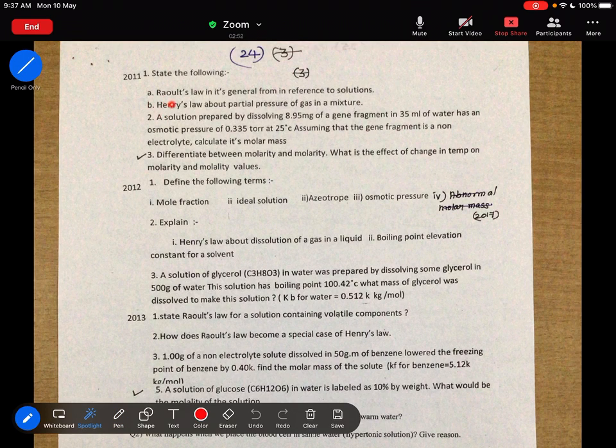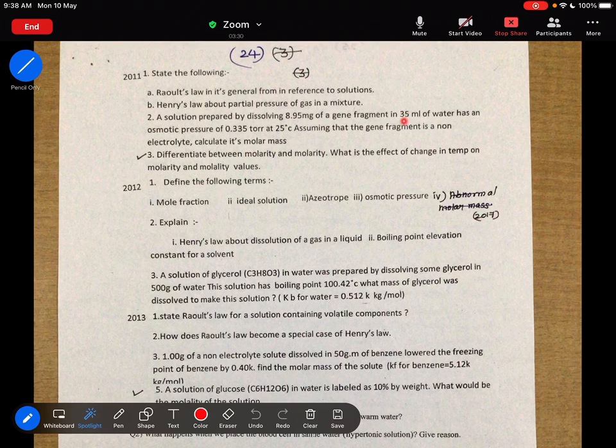In 2011, again, Raoult's law in its general form, and Henry's law about partial pressure of gas. Now, a solution prepared by dissolving this much mg of a gene fragment in 35 ml of water has an osmotic pressure of 0.335 torr at 25 degrees Celsius. Assuming that the gene fragment is a non-electrolyte, calculate its molar mass.